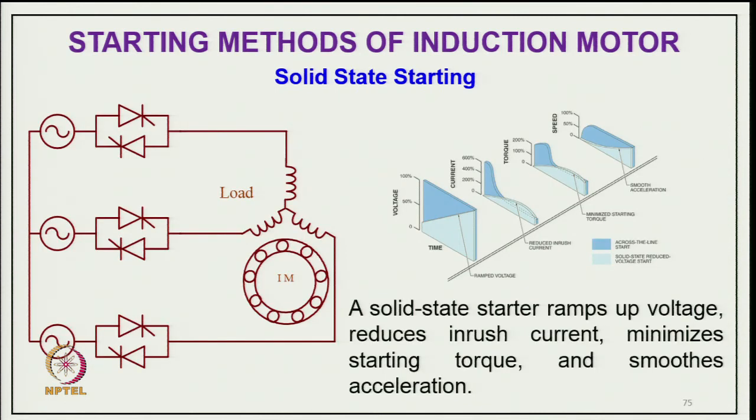Well, now another method of starting is by reduced voltage. So, we take here back to back thyristors to reduce the voltage during starting, and this allows us to ramp the voltage, reduces the inrush current, minimizes the starting torque, and smoothens the acceleration. So, this we call the soft starting method. Typically with this back to back thyristor we can control the voltage applied to the stator winding.